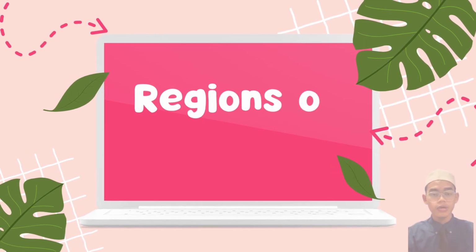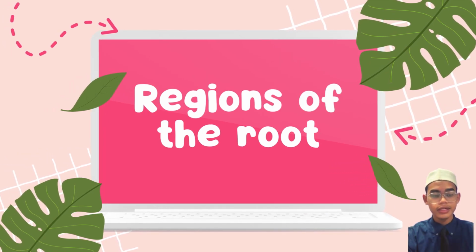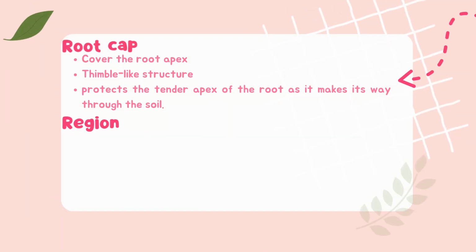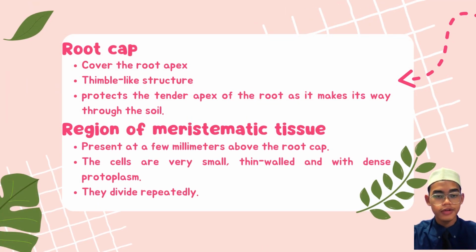Okay, now for our second subtopic, which is regions of the root. The region of the root is divided into four parts. First, we have root cap, region of meristematic tissue, region of root elongation, and region of maturation. Okay, now we're going one by one.